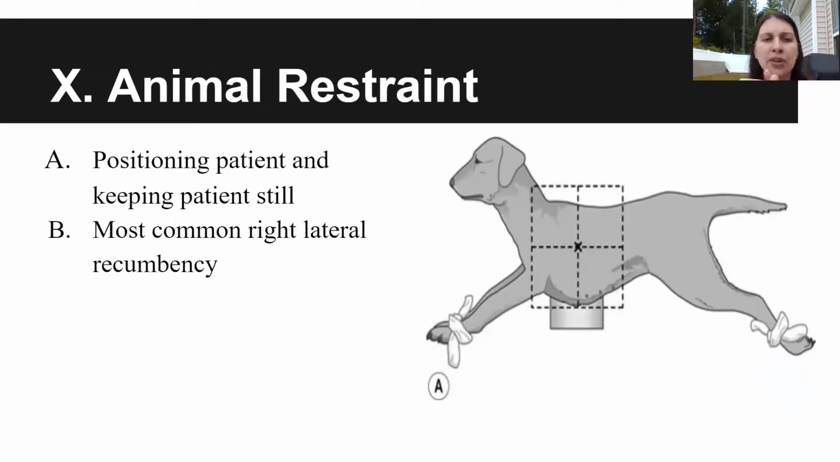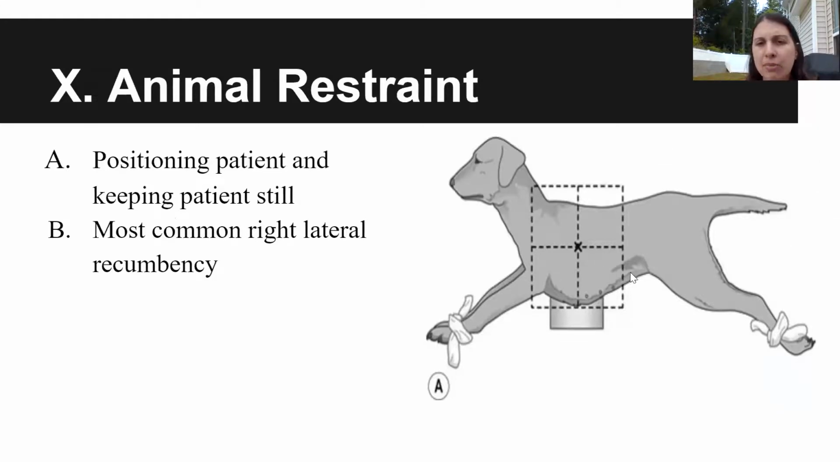Animal restraint. Most commonly, you're going to keep them in right lateral recumbency. So their right side, this is my right side. I don't know if it's y'all's right side, but right on their side. Because that's just the most common.